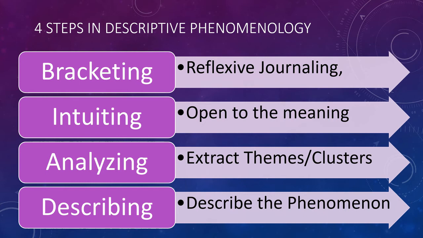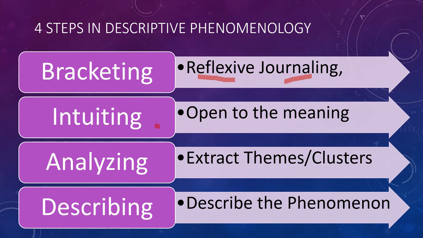Okay, so for descriptive phenomenology, these are the four steps you need to do. Bracketing. This can be done through reflective journaling. You write in the journal all your biases, your preconceived ideas. It doesn't mean you have to eliminate them, but you have to recognize them and put them somewhere in your reflexive journal. And then there's intuiting, being open to the meaning. When you're collecting the data, you need to have an open mind.